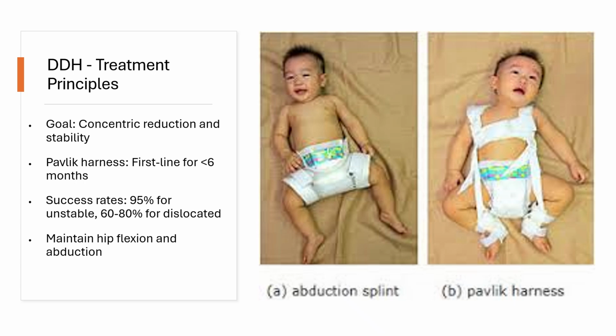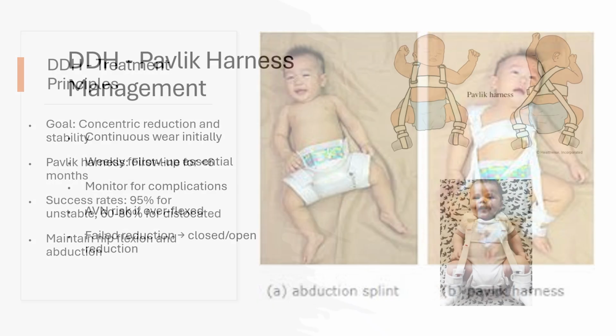The Pavlik harness serves as first-line treatment for babies under 6 months because it maintains the hip in the optimal position of flexion and abduction while allowing some movement for normal development. The success rates reflect the severity of the initial problem. 95% success for unstable hips that can be reduced, compared to 60 to 80% for hips that are already dislocated. This difference makes sense because unstable hips need only stabilization, while dislocated hips require both reduction and stabilization. The harness works by preventing the positions that allow dislocation while promoting the positions that encourage normal hip development.